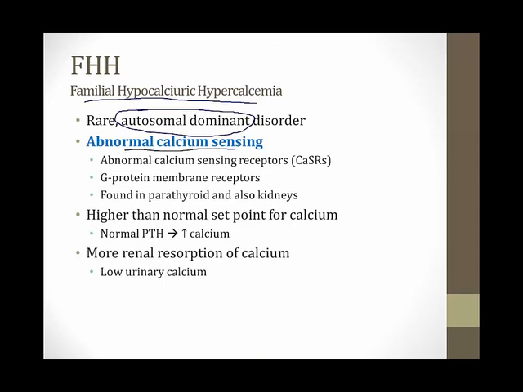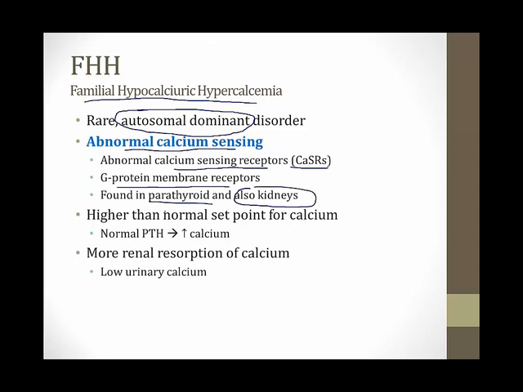There are abnormalities in this disorder of the calcium sensing receptors, or CASRs, that we talked about before in the parathyroid gland. These are G protein membrane receptors, and a number of abnormalities have been described in the different components of the receptor. And I talked before about how CASRs are found in the parathyroid gland, but you should also know that they are found in the kidneys and also many other tissues.